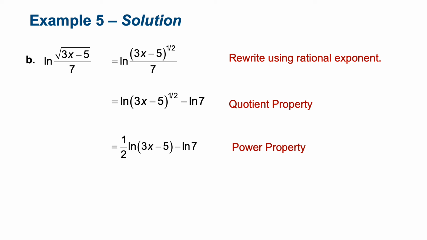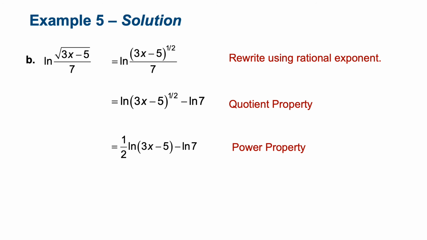So then what would I do next? Well, the next thing that you do is the quotient property. So this quotient becomes ln of (3x minus 5) to the half power minus ln of 7. And then you have this exponent, so we bring that to the front by the power property. So our final answer will be 1/2 ln of 3x minus 5 minus ln of 7.